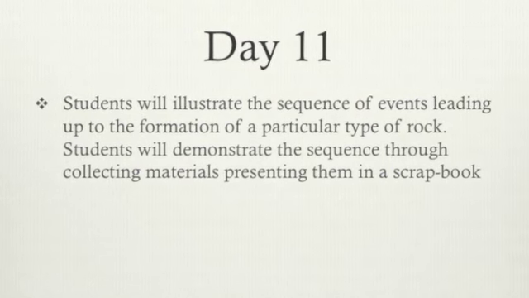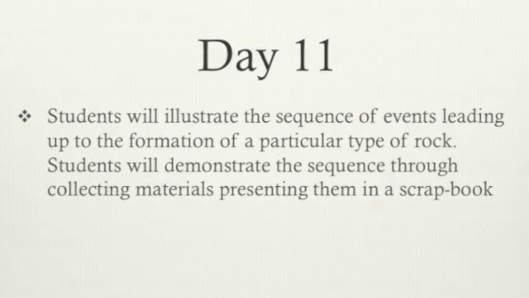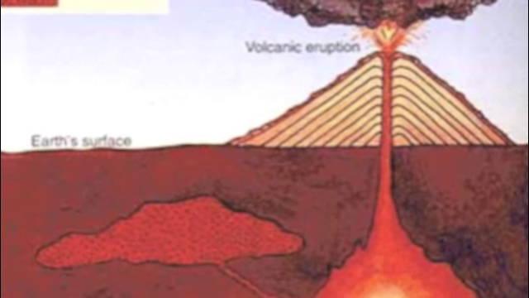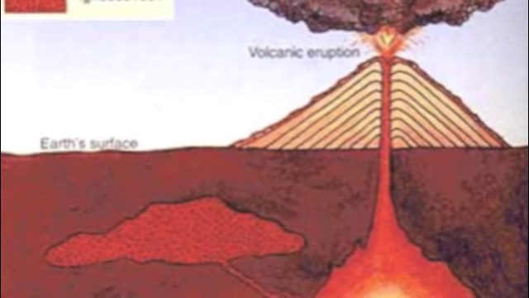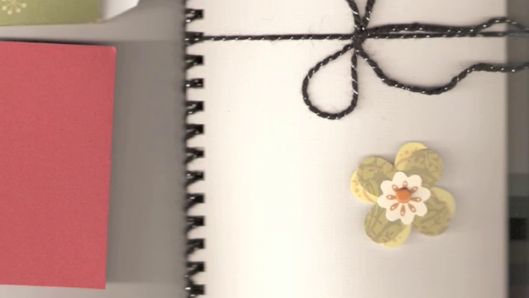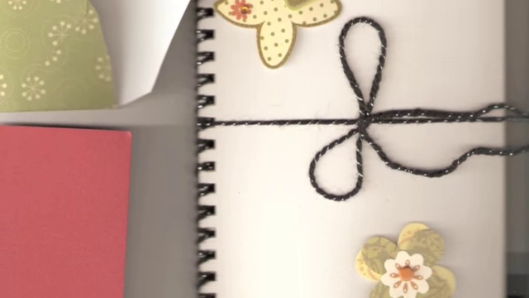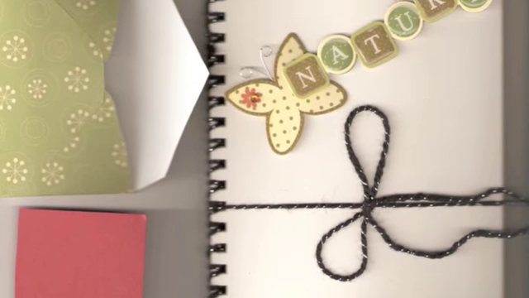On day 11, in an activity geared for the naturalist intelligence, students will illustrate the sequence of events leading up to the formation of a particular type of rock. Students will demonstrate the sequence through collecting materials and presenting them in a scrapbook.